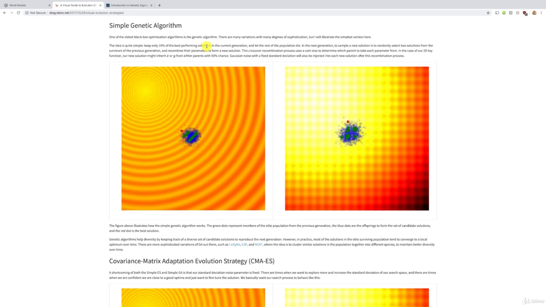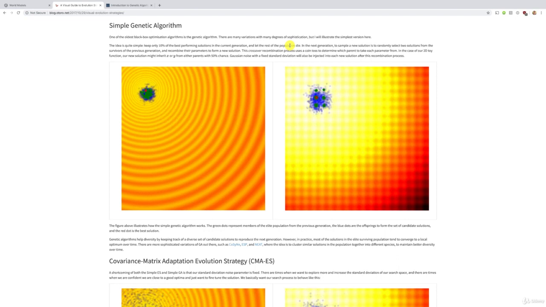So you're going to sample the solutions, which are going to give you all the blue dots, and then you're going to keep only 10%, which are going to be the best performing solutions, the green dots. And then you let the rest of the population die. These are the non-survivors, the little bears that we saw falling down to the ground.